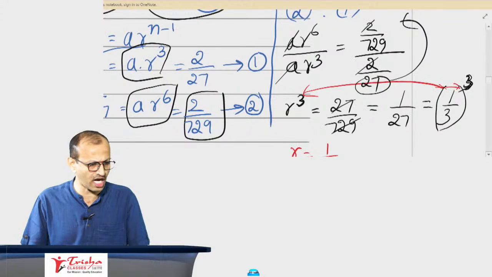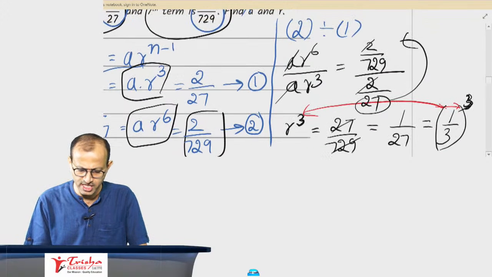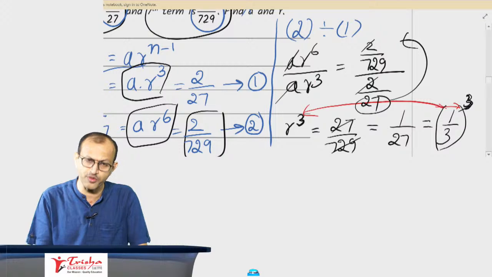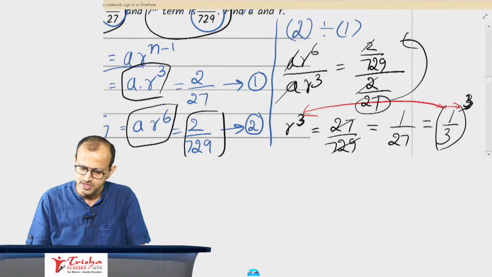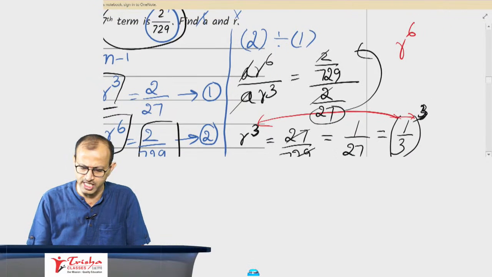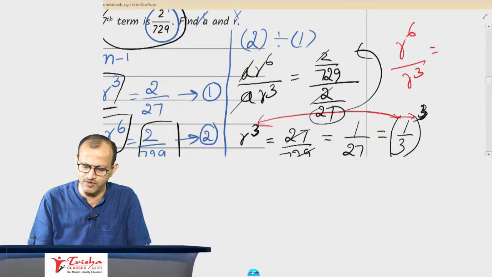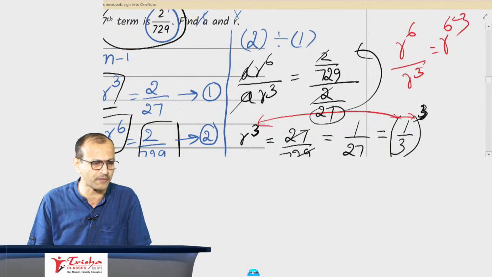Oh, is it r to the power 2? No, Abhilash. It is r to the power 6 by r to the power 3. It will be 6 minus 3. Right here, r to the power 6 by r to the power 3. It is not 3 ones and 3. No. r to the power 6 minus 3, which becomes r to the power 3.